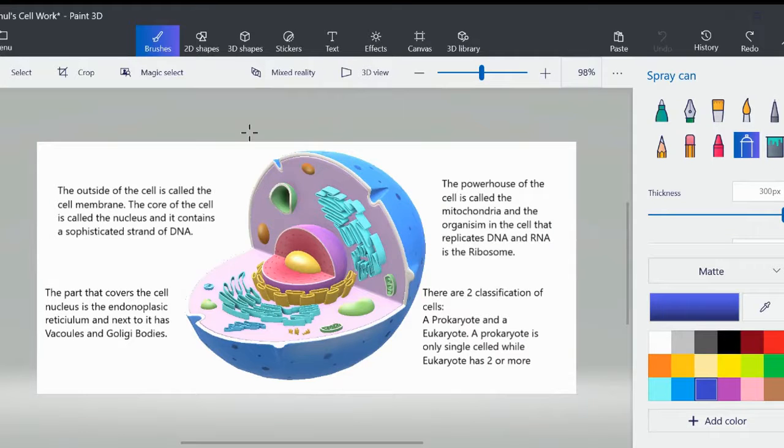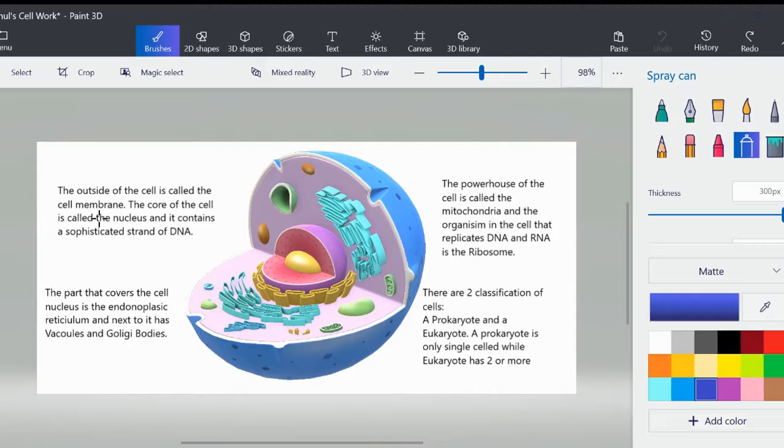A cell consists of many different things, and in this video I'll tell you all about this. Okay, let's start with the outside of the cell. The outside of the cell is called the cell membrane. The cell membrane is like a kingdom wall trying to block off intruders.